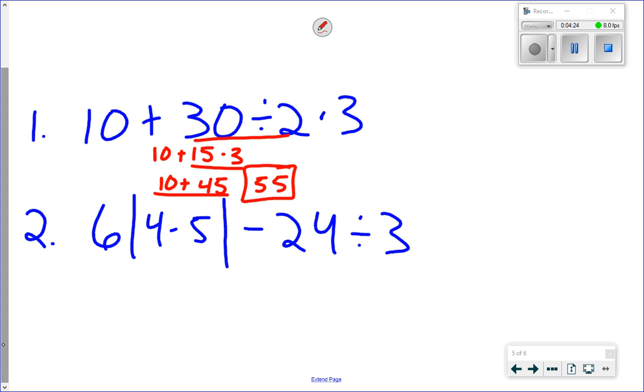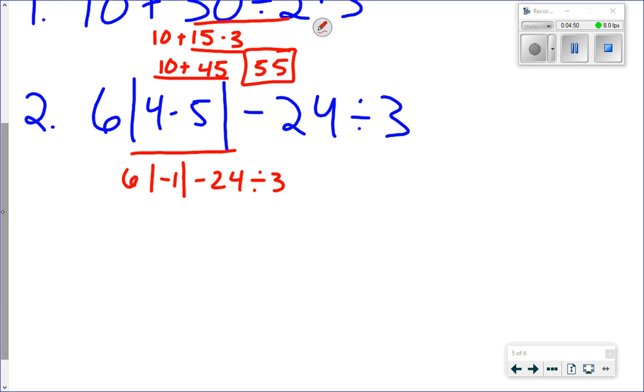Okay, number 2, it says 6 times the absolute value of 4 minus 5 minus 24 divided by 3. Okay, so first thing we look for is parentheses. We don't have parentheses here, but we do have absolute value bars which act the same. So I want to simplify the absolute value bars first. So I need to do 4 minus 5. 4 minus 5 is negative 1. I'm going to keep it inside the absolute value bars. Now I need to simplify the absolute value of negative 1. Remember, absolute value is distance. Distance can never be negative. So the absolute value of negative 1 is positive 1.